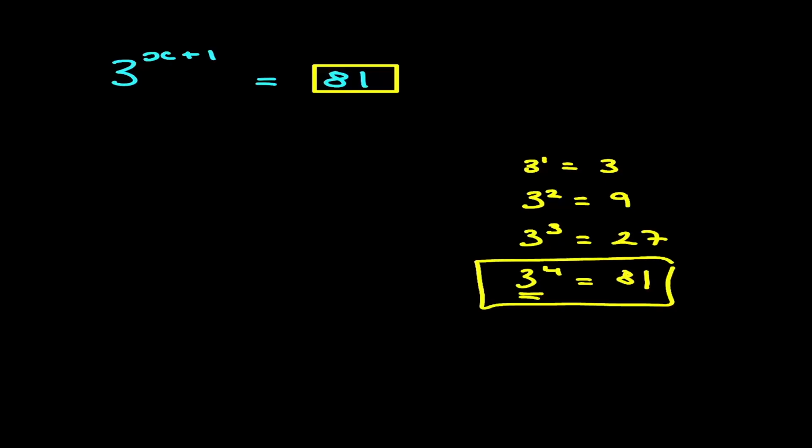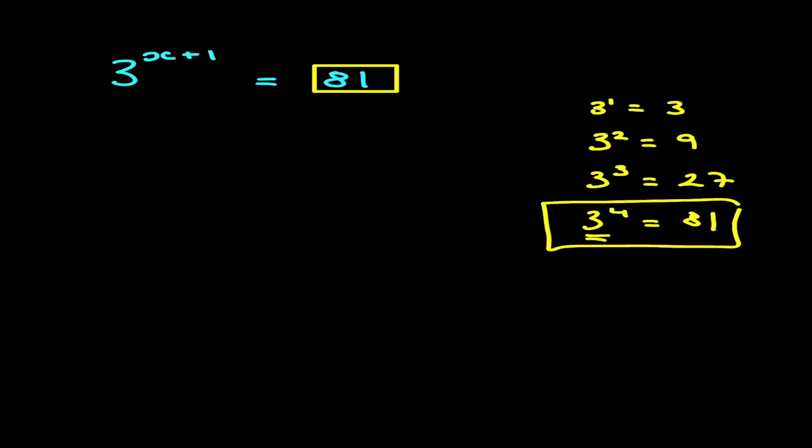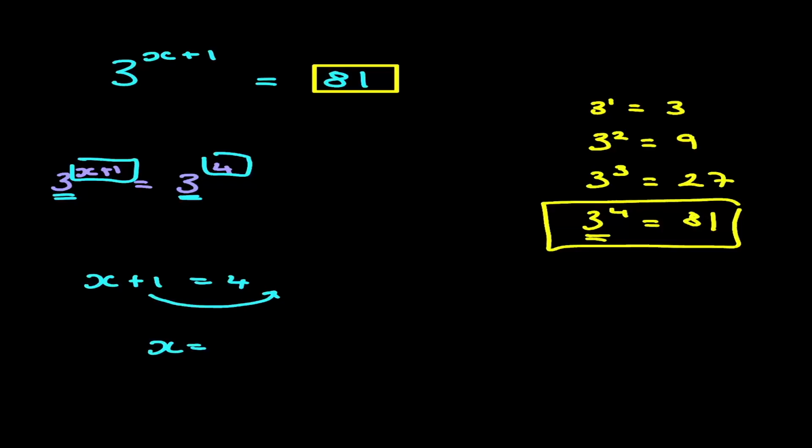So this equation, we still have 3 to the power of x plus 1 on the left-hand side, and instead of writing 81, I'm going to write 3 to the power of 4. Beautiful. And now the bases are exactly the same, so we can just say that the indices must equal each other. So x plus 1 has to equal 4, and then you can bring that 1 across. So x equals 4 take 1, which is 3. So our first answer should be x equals 3.